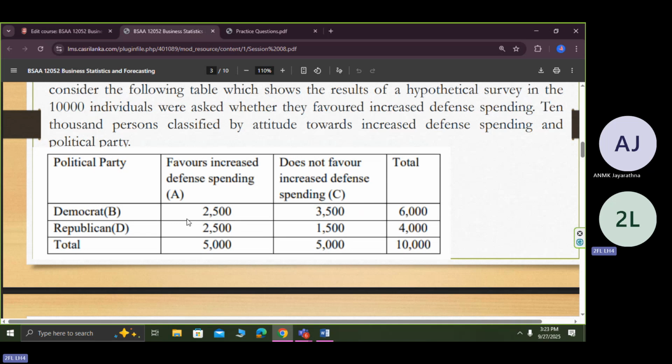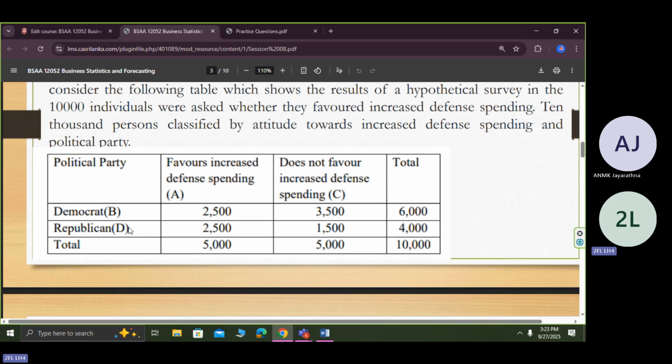Under the joint probability concept, we find the probability of the joint occurrence of two events. Two events are there, and these two events occur together. Understood? We identify that a particular person is a Democrat and favors increased defense spending. That means intersection. Now you know intersection, the common elements. Here it is the same. It's clear?